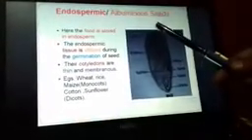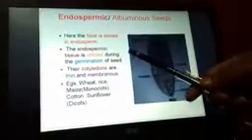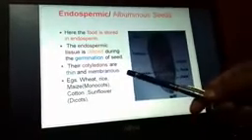Now the endospermic. Here the food is stored in the endosperm. The endosperm tissue is utilized during the germination of seeds. When a baby plant is present, it uses this endosperm as nutritive tissue. The cotyledons are thin and membranous. Examples are wheat, rice, maize. These are monocots, whereas cotton and sunflower are dicots.